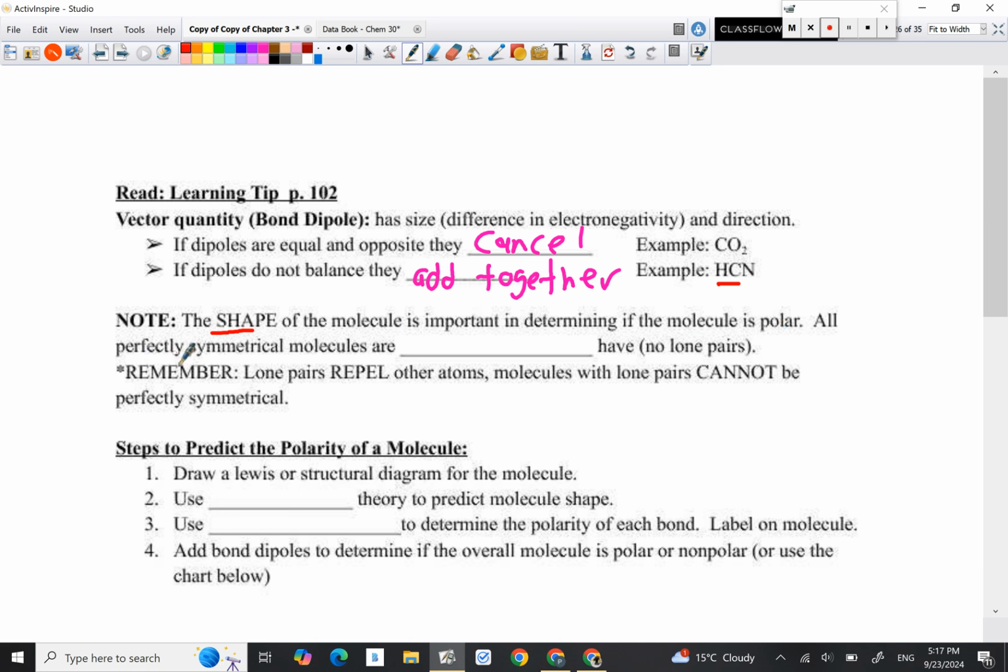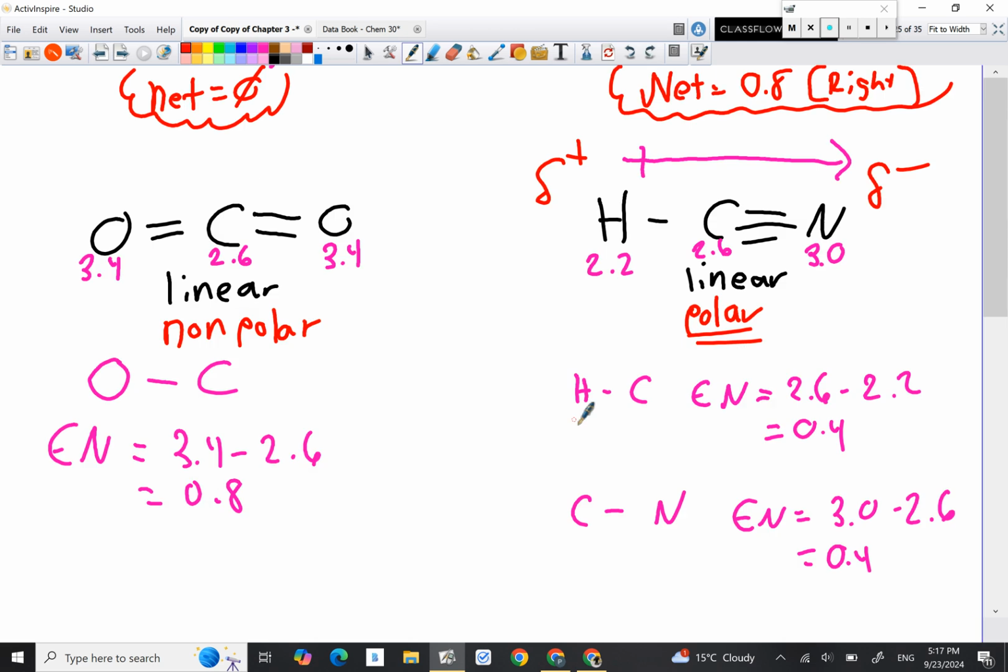Now, we have to remember all perfectly symmetrical molecules are going to be non-polar. Now, what does perfectly symmetrical mean? So these are any molecules that have no lone pairs around the central atom. Now, let's go back to this example right here. So CO2 and HCN. Now, I know there's a lot of writing right here. So carbon has 0 lone pairs on the central atom, right? Now, we do know oxygen has some lone pairs. But perfectly symmetrical, when we look at it, has no lone pairs.